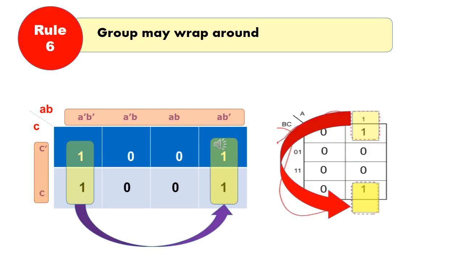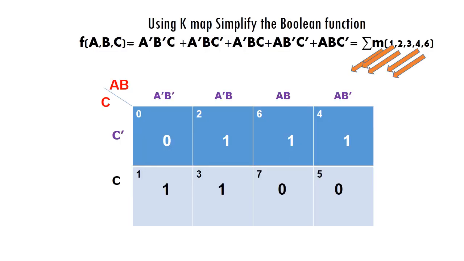Groups may wrap around the table. The leftmost cell in a row may be grouped with the rightmost cell, and the top cell in the column may be grouped with the bottom cell. Now we can see how the minterm values are placed into the K-map cells.